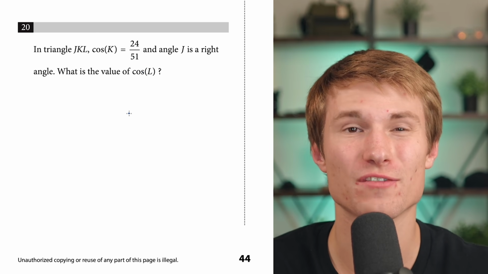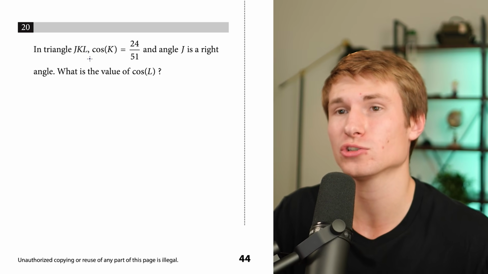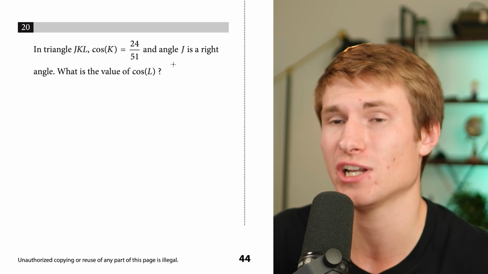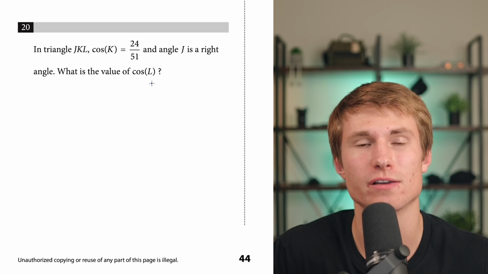Here's how to quickly solve this SAT math question about triangles. Question 20 states: in triangle JKL, cosine of K is equal to 24 over 51, and angle J is a right angle. What is the value of the cosine of L?